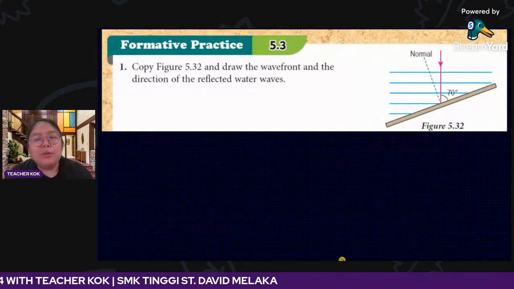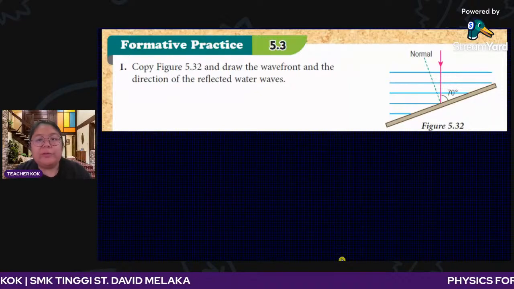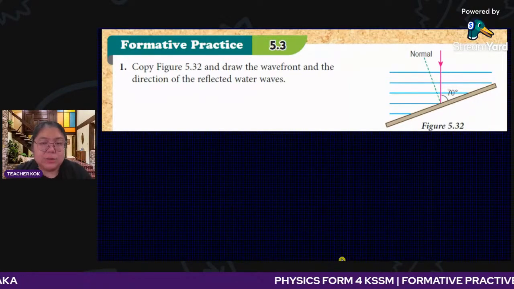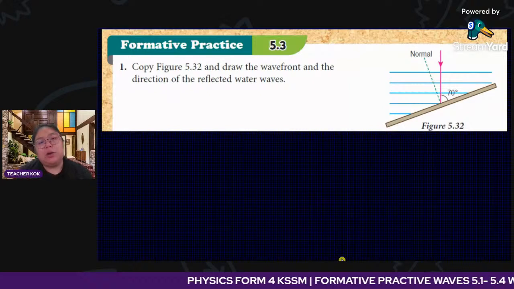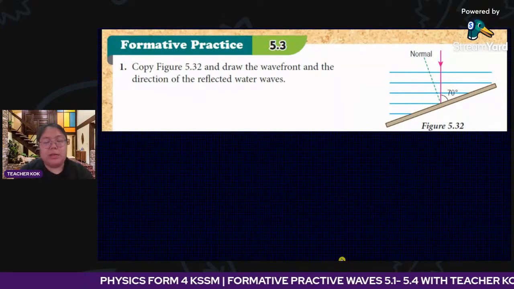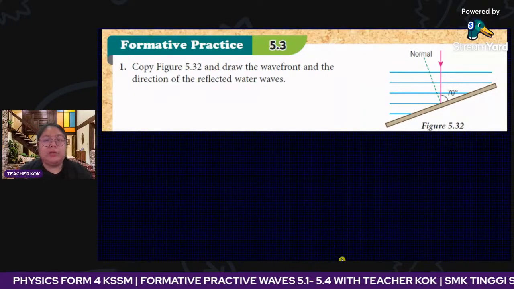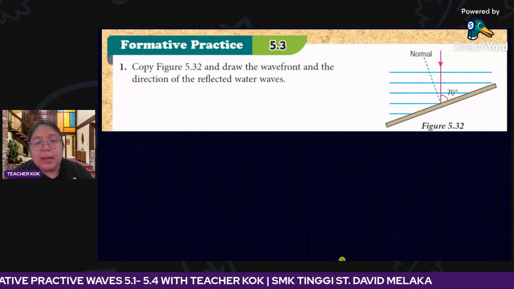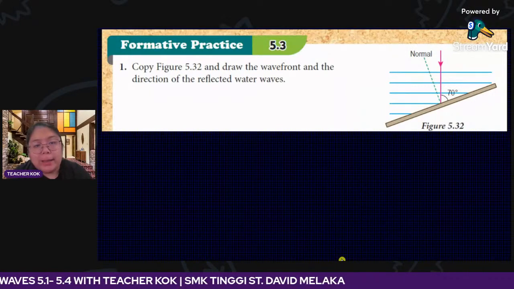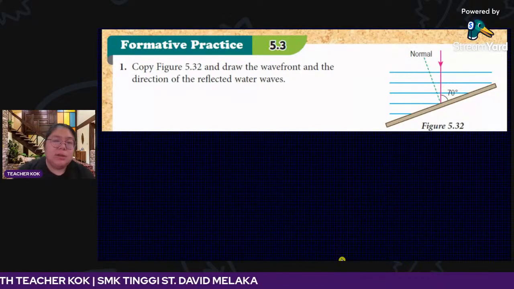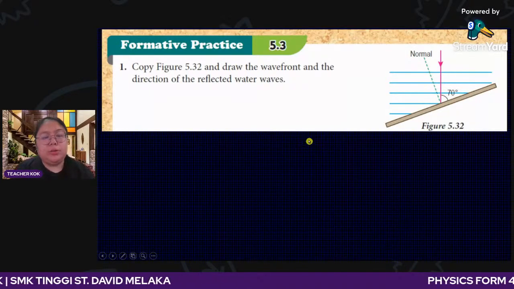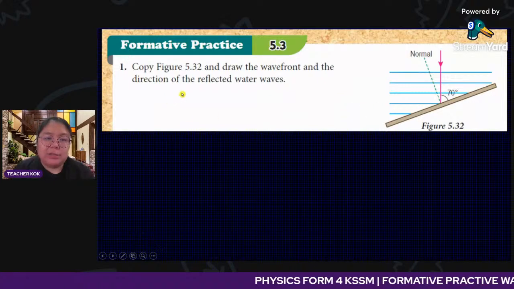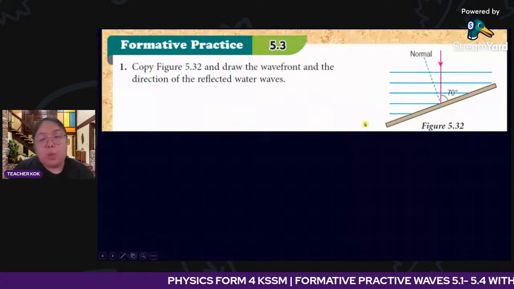Okay, so 5.2 we finished. Then we continue with 5.3. 5.3 is reflection. So when a liquid, or sound, or light enters an obstacle, something is blocking, they will reflect and come back. This one we call refraction. So in 5.3.2, they want you to draw the wave front and the direction of the refraction of the water wave.